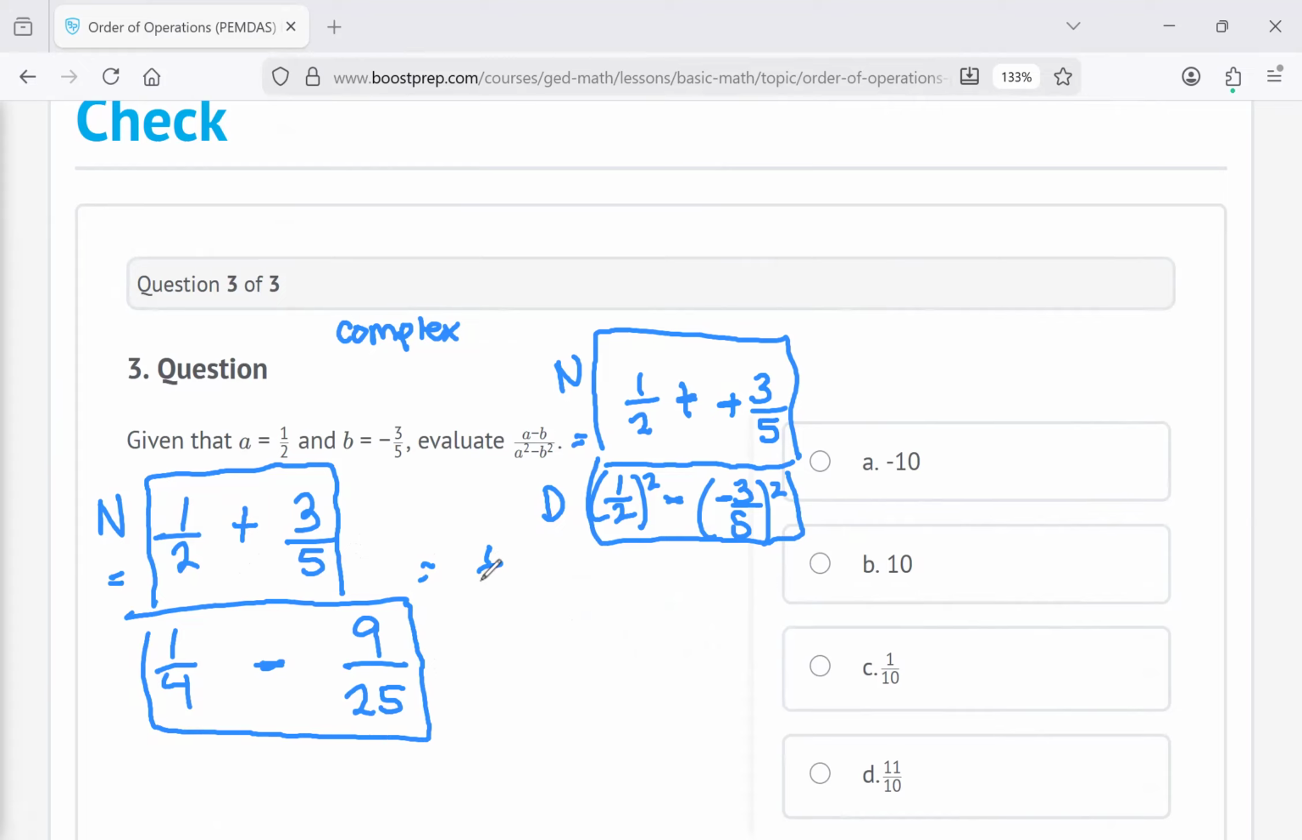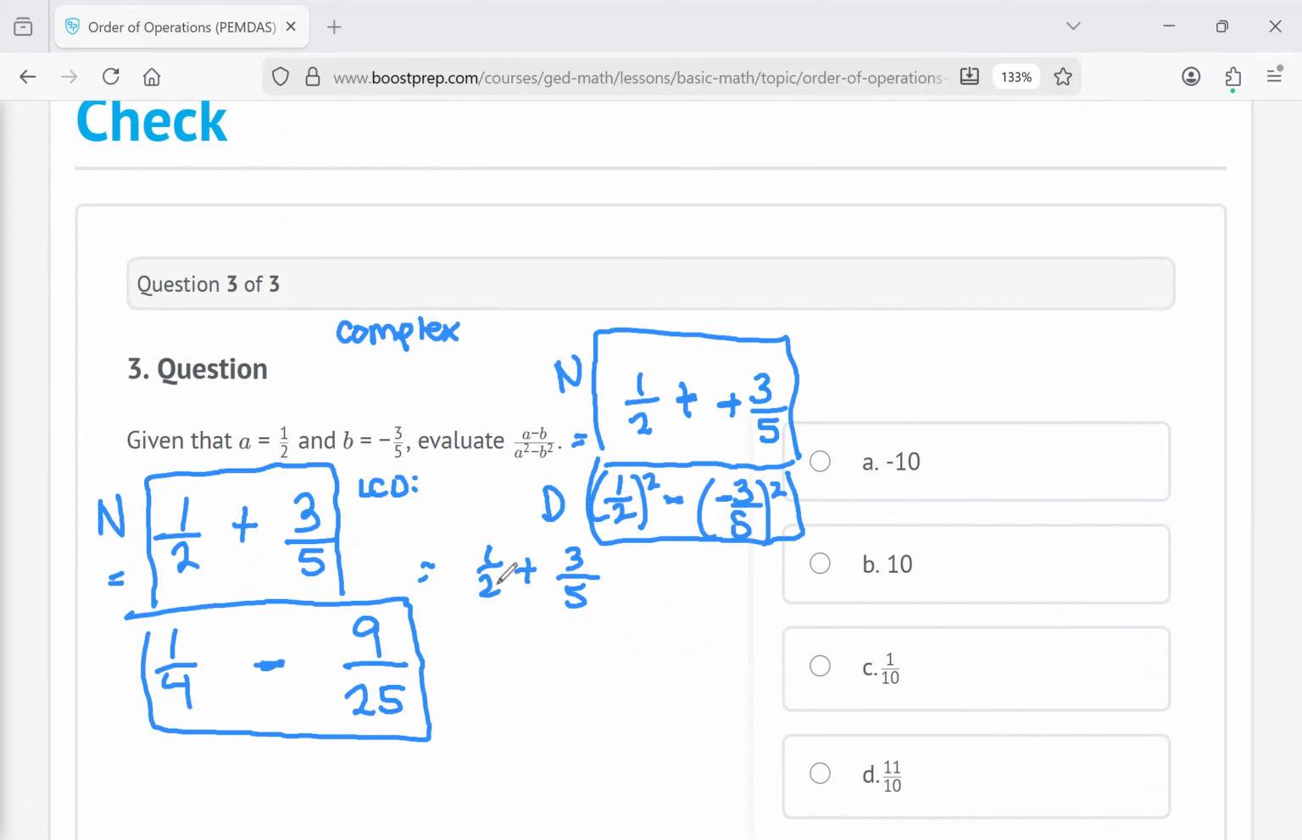So what is 1/2 plus 3/5? If you recall, when you're adding or subtracting fractions, you do need what's called an LCD, lowest common denominator. Look at the bottom, we have a 2 and a 5. What do you think my LCD is? Yes, it is 10.